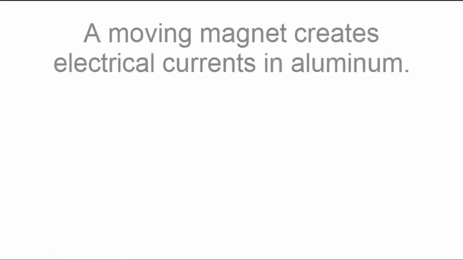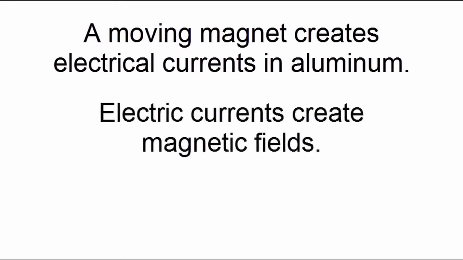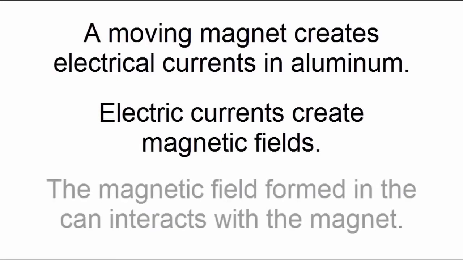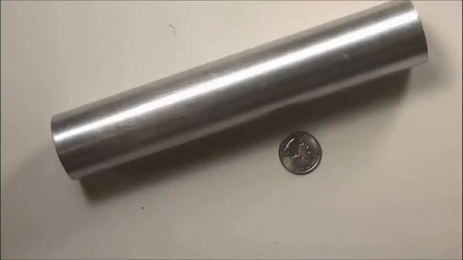So let's recap. We have a magnet moving near our aluminum can, and that's causing electrical currents to form. When those electrical currents form, we generate a magnetic field. So looking at our can, we have a magnet moving, but then we have a magnetic field around the can. And that's just like having two magnets next to each other. And when you have two magnets next to each other, they're going to interact. And that's why we see the can move.